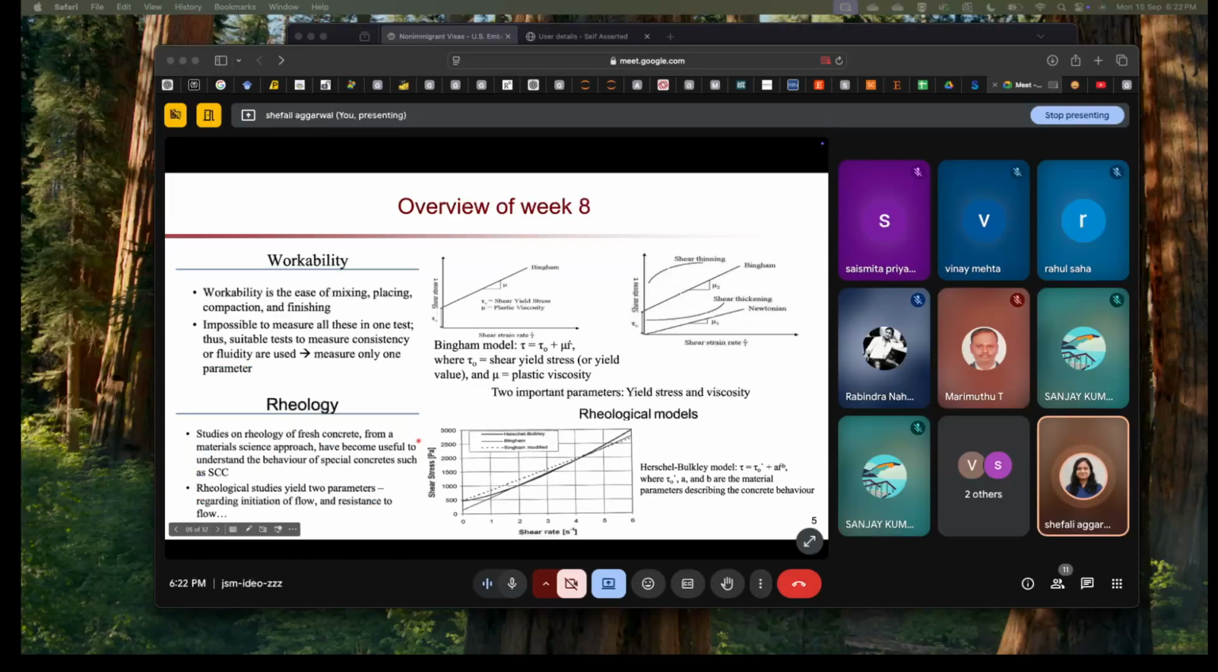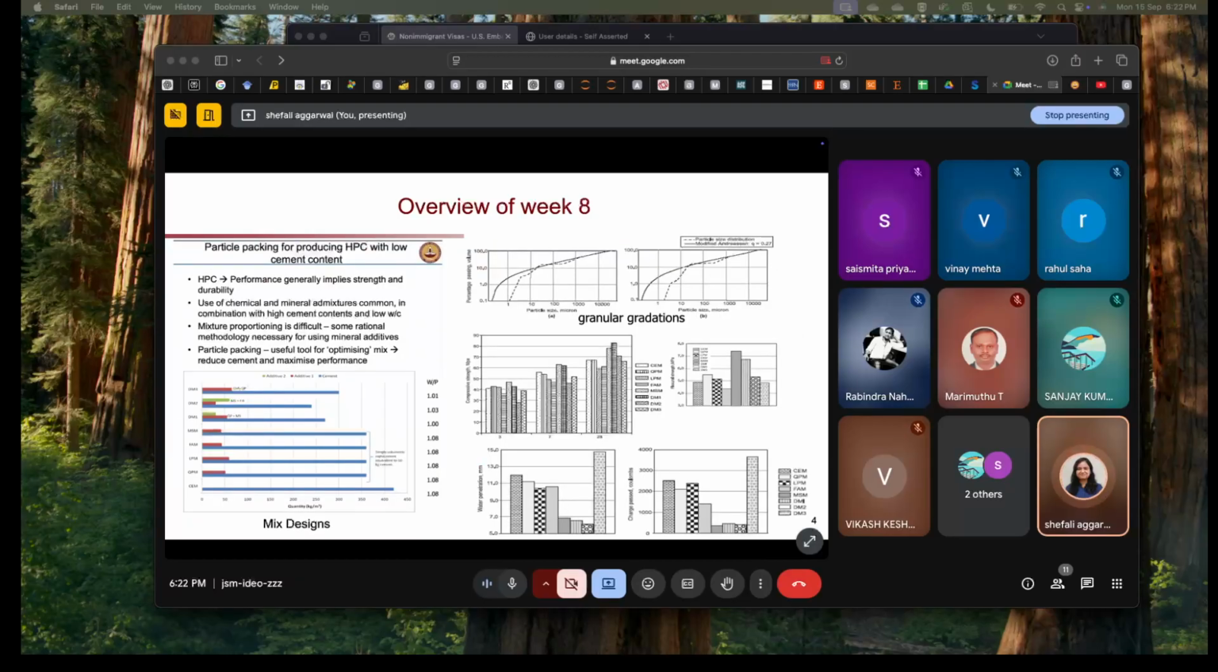Next thing is about the fresh properties. So this is all about how we will do mix proportioning. This all is about mix proportioning for an HPC system.